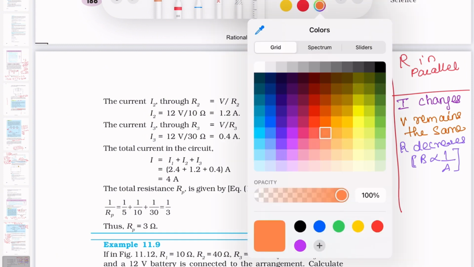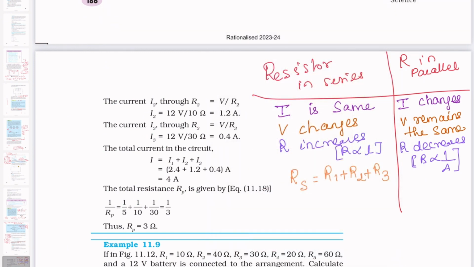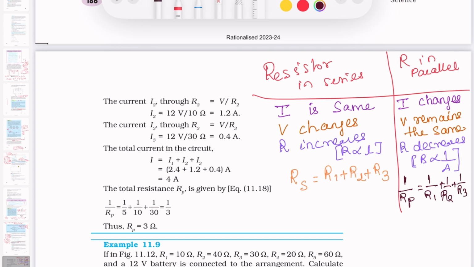But in the same way, how do I find the total resistance in parallel? That will be the reciprocal. 1 by Rp is equal to 1 by R1 plus 1 by R2 plus 1 by R3.